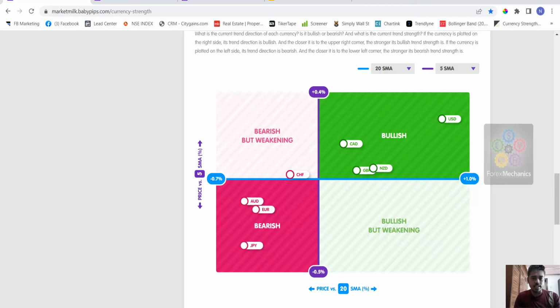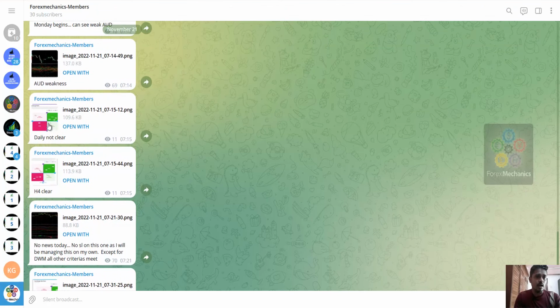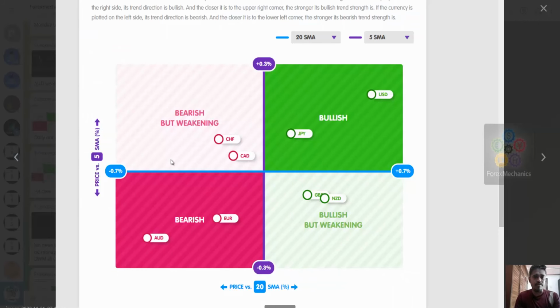I have even shared a screenshot in one of our member groups. If you can see here, this is the H4 time frame. So I'm telling you what I saw in the Asian session today, what triggered me to take this trade. One, the CSM. Along with the CSM, there are a few other things that I look at, which is my personal strategy, which I discuss separately.